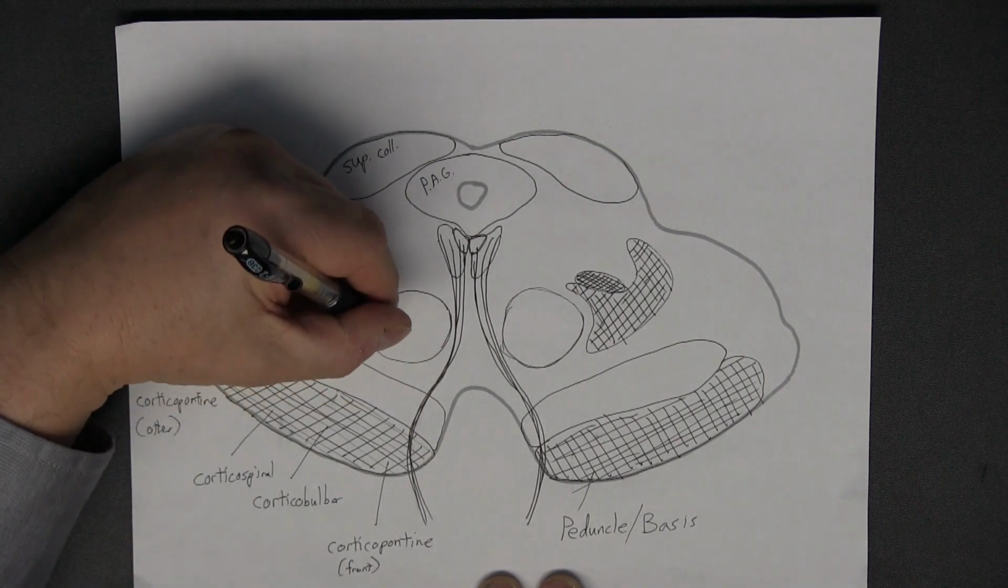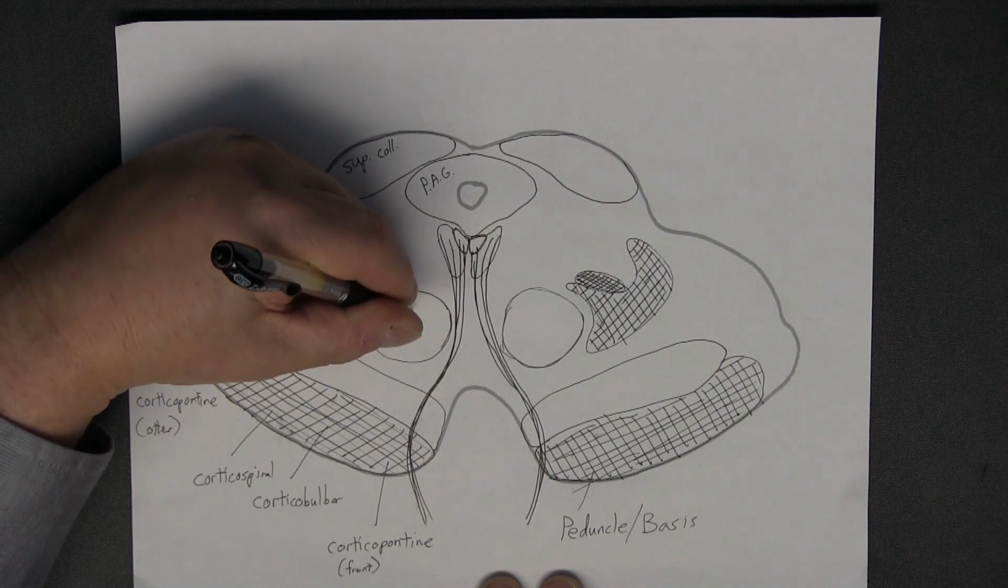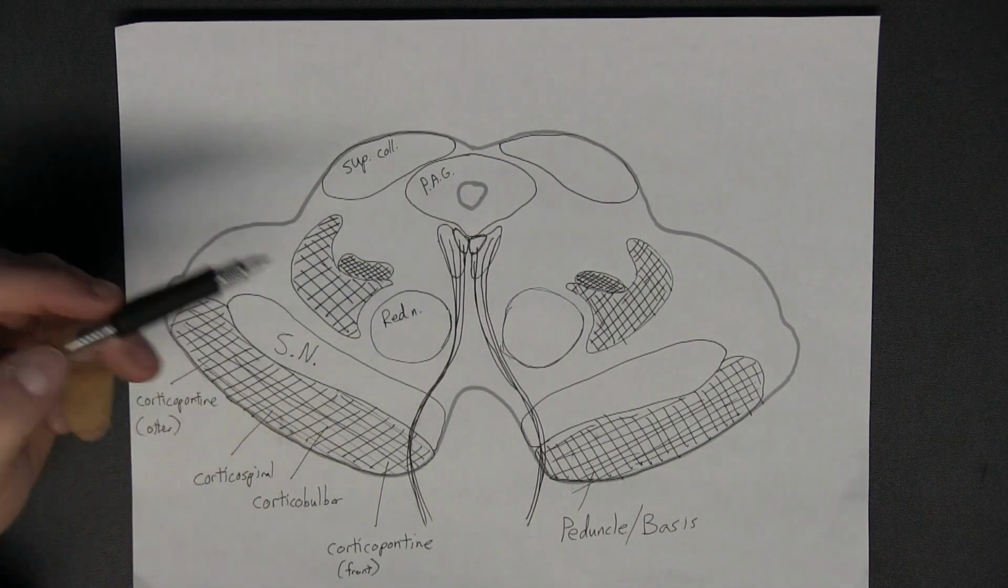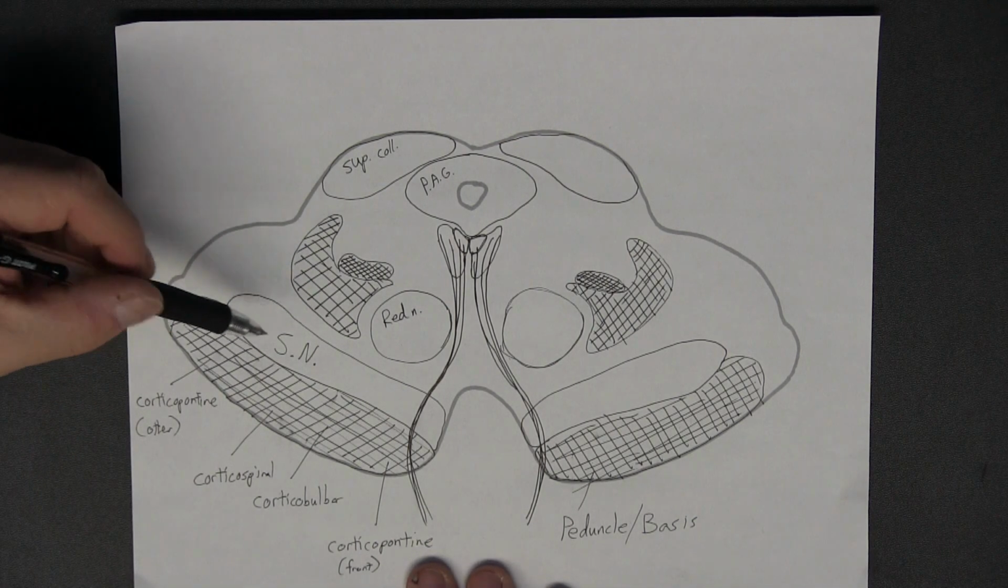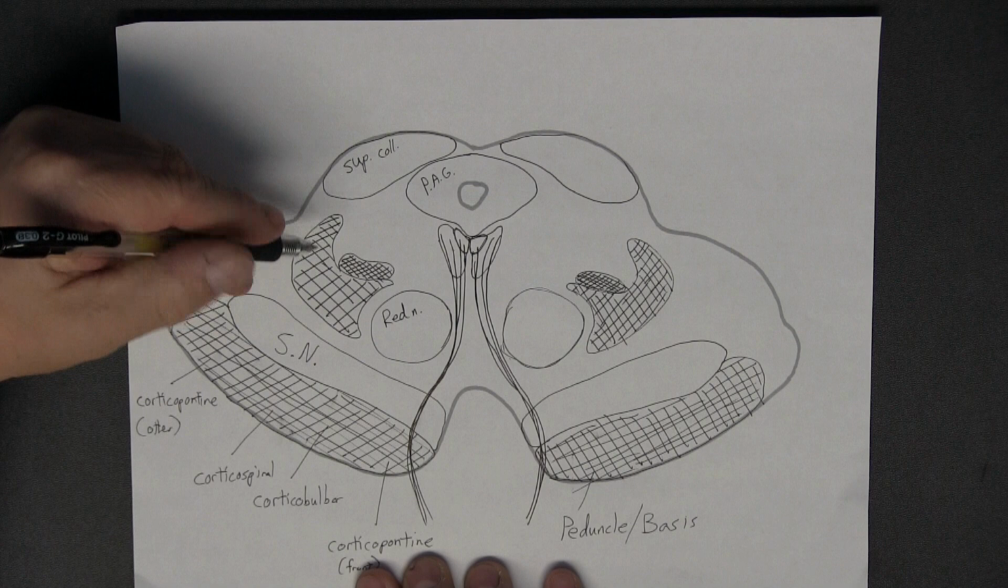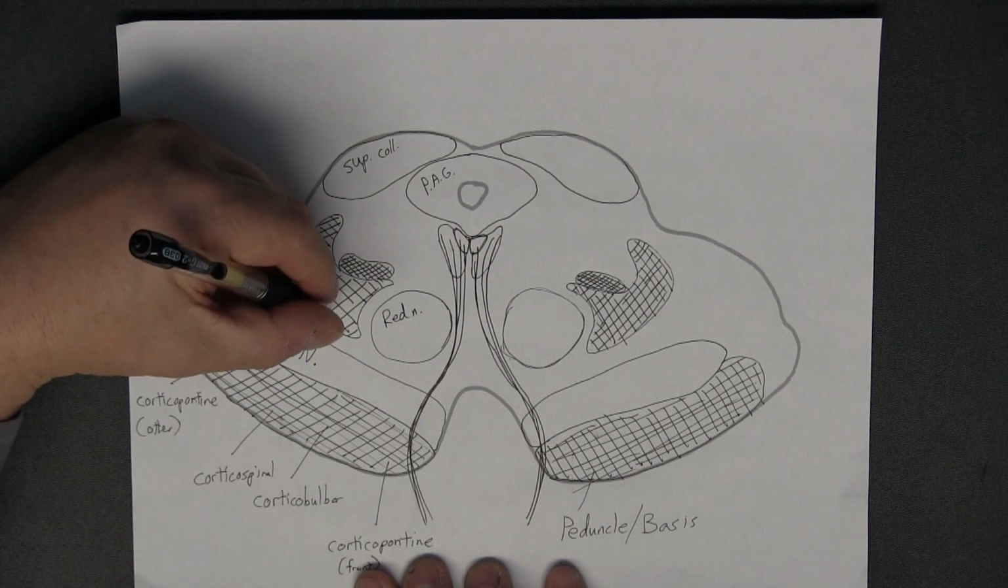And another unique nucleus at this level is the red nucleus. So we've got that present here as well. So we've got a lot of unusual structures, but let's look at something we've seen before. Our medial lemniscus has come into very close contact with the anterolateral system.